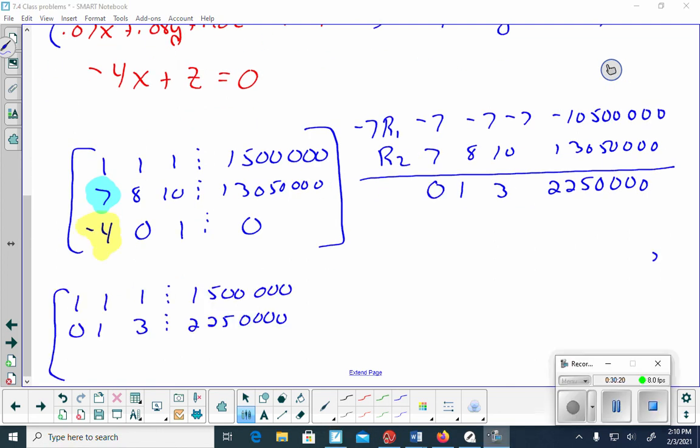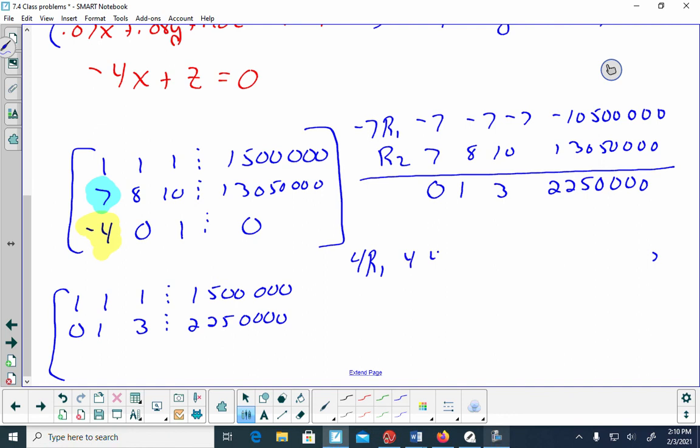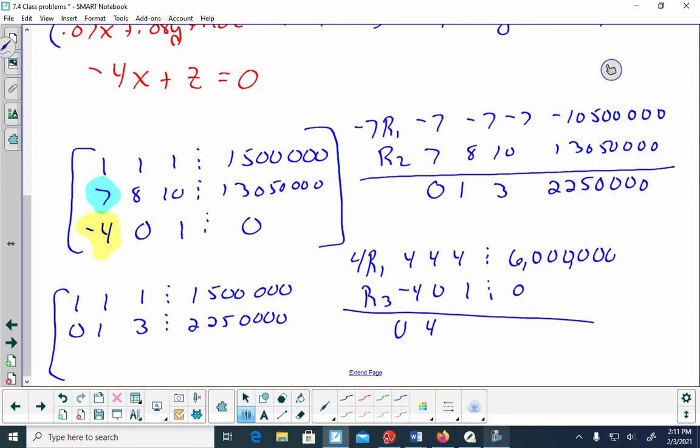I'm leaving row 1. So I'm going to multiply row 1 by a positive 4. And then this will be 6 million. And then row 3 is going to be negative 4, 0, 1, and then 0. So 0, 4, 5, and 6 million.